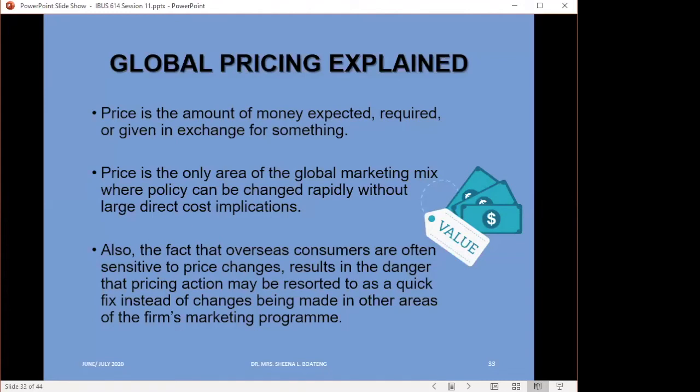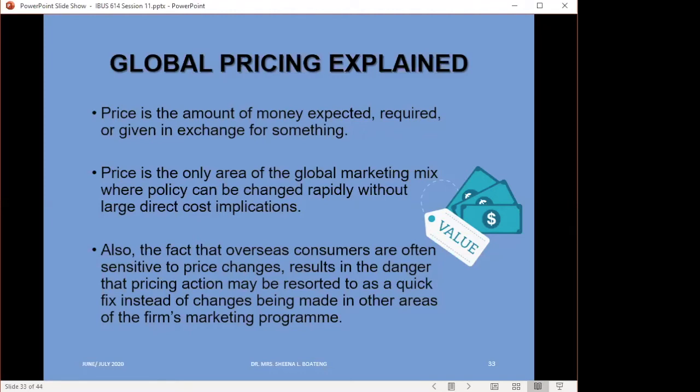Now, price is the only area of the global marketing mix where policy can be changed rapidly without large direct cost implications. Because depending on a number of factors, which we will identify very soon, a price can be a particular amount today, and tomorrow a different amount without any significant cost implications. And overseas consumers are often sensitive to price changes.